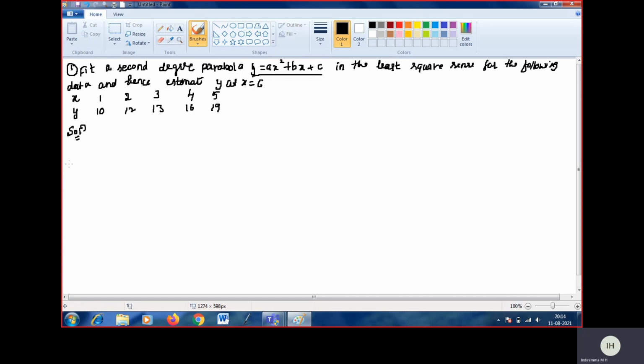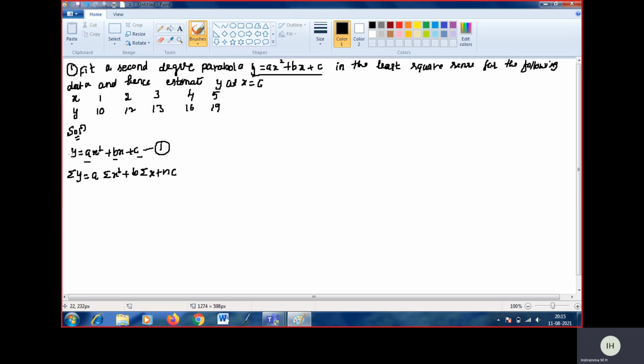So consider the given second degree parabola y is equal to ax square plus bx plus c. We call this equation 1. Our aim is to find the value of a, b, c. So first we have to consider the normal equations. First you take the summation for the equation 1. You will get first normal equation. That is summation of y is equal to summation of ax square is a into summation of x square plus summation of bx is b into summation of x plus summation of c is n into c.